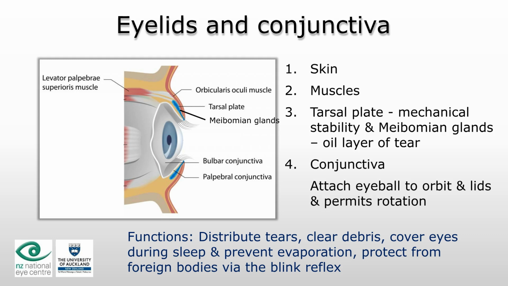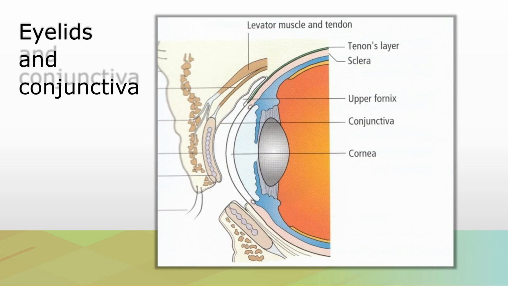Eyelids and conjunctiva protect the eye. Eyelids distribute tears, cover the eyes during sleep, and house the meibomian glands for the oil layer. The conjunctiva attaches the eyeball and permits rotation, clearing debris. This image provides another view of the eyelids and conjunctiva.